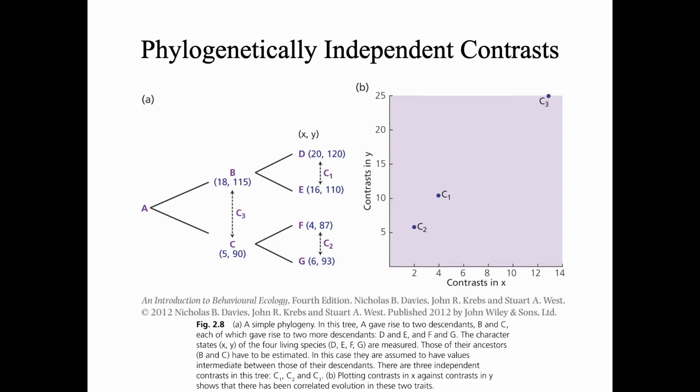You can do the same thing here. You can figure out what the common ancestors are based on the phylogeny that you have, what their values would be. In some cases, we have fossil evidence where we can actually measure that directly, but there are algorithms by which we can figure out what this is. As it turns out, when doing comparative methods, trait X in ancestor B is simply the average of the trait in D and E. So 20 and 16 gives you 18, 120 and 110 gives you 115.